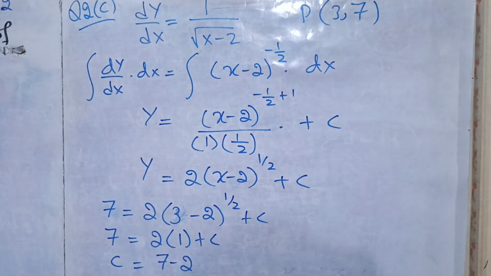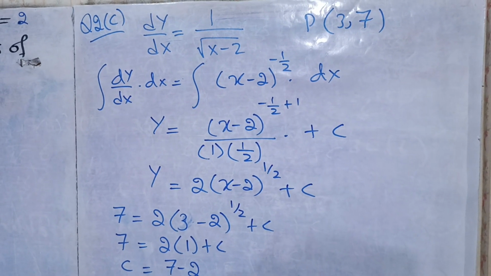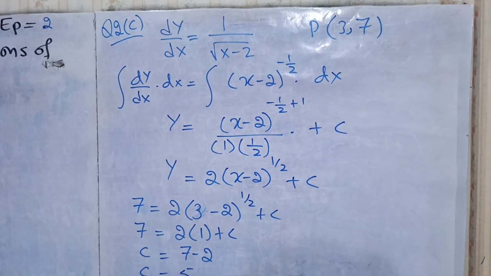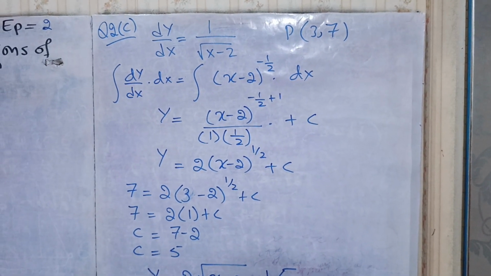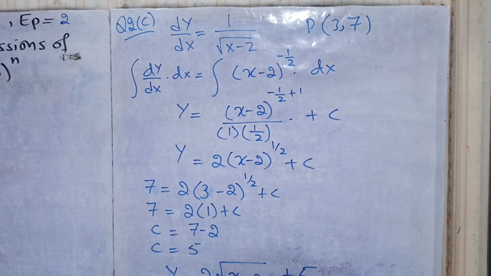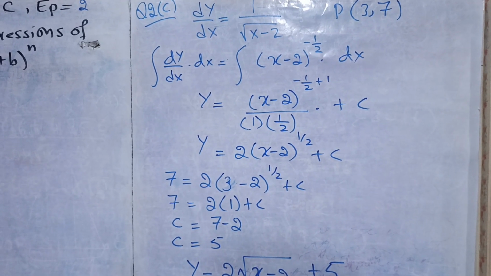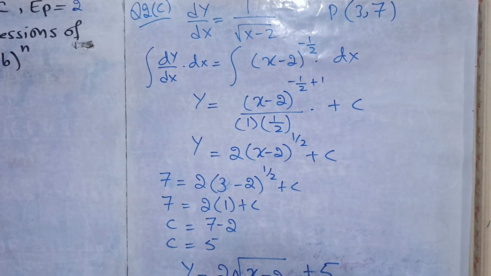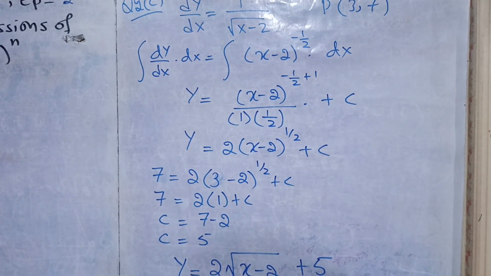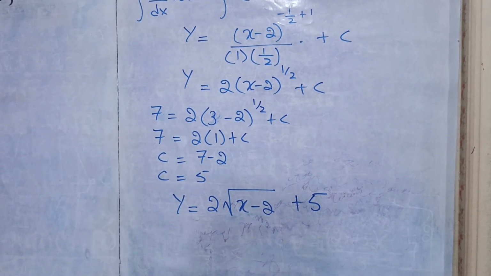Now when I will simplify this a little bit, it will be y equals to 2 (x minus 2) raised to power 1 by 2 plus c. Now in the place of the y, I will substitute 7, and in the place of the x, I will substitute 3, and I will try to find out the value of the c. So you will have 7 is equals to 2 (x minus 2) raised to power 1 by 2 plus c. So that will be 7 equals to 2 into 1 plus c, and that is c equals to 7 minus 2. So your c will become equals to 5.